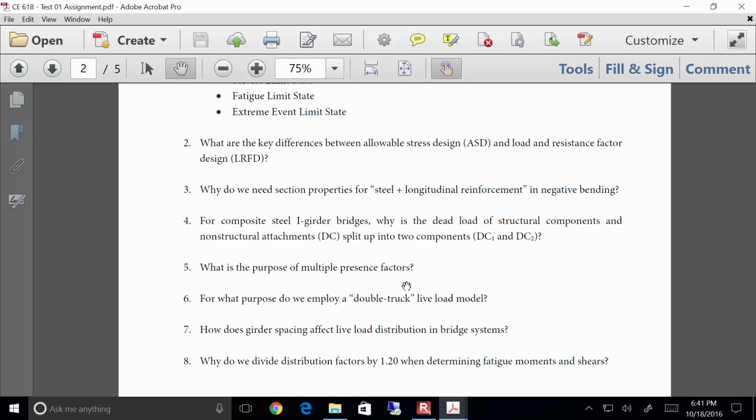Number eight, why do we divide by 1.2 when we're determining fatigue? Fatigue is calibrated according to a single truck. So we're dividing out 1.2 because that's the multi-presence factor for single lane loaded scenarios. Everybody good?